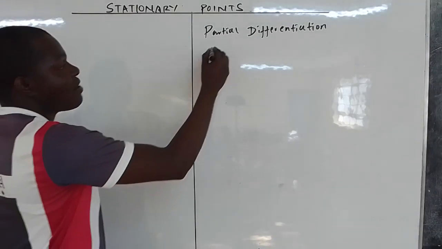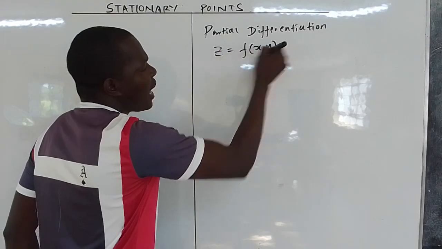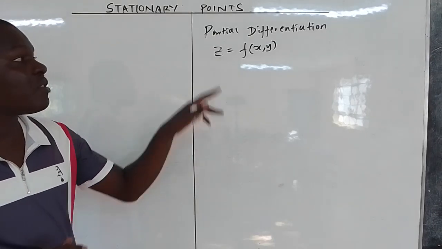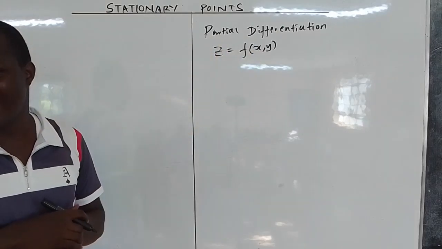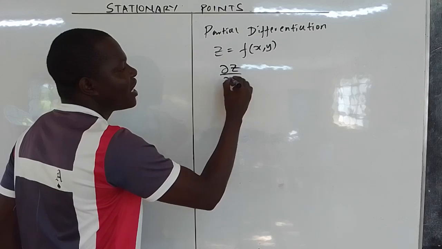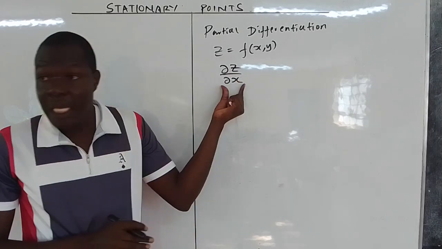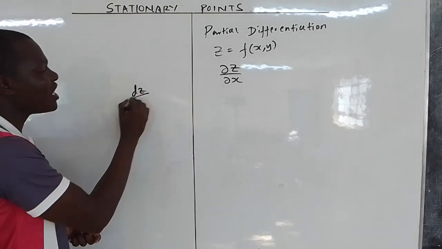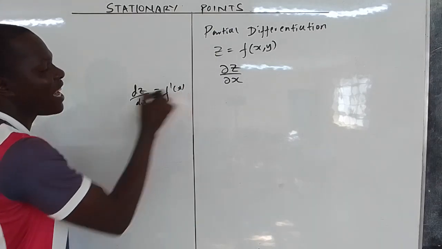So, if z is a function of x and y, then the very first partial derivative you can get is to differentiate z partially with respect to x. It is denoted like that, and this is one of the ways of denoting it. When we differentiate z ordinarily with respect to x, it is like this, and that is known as f prime of x.